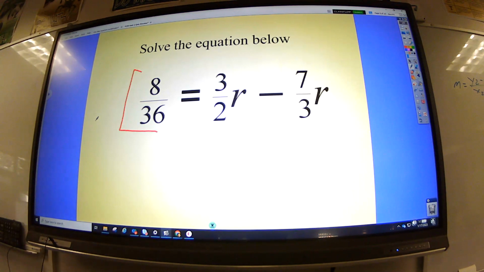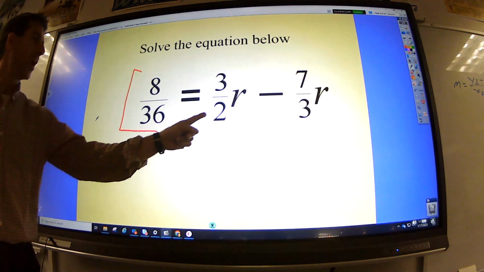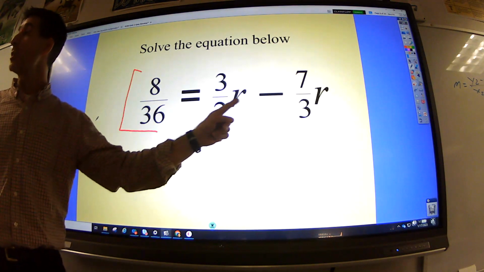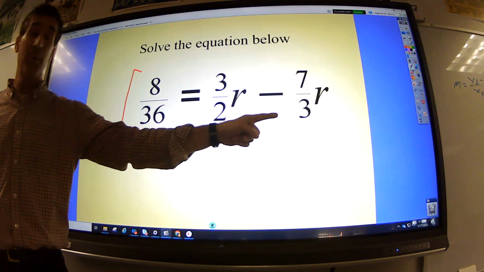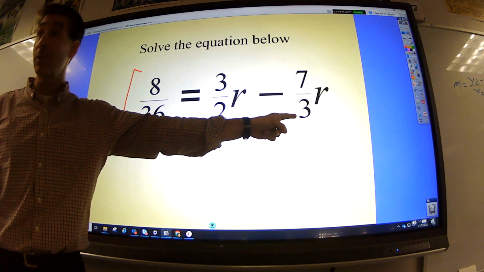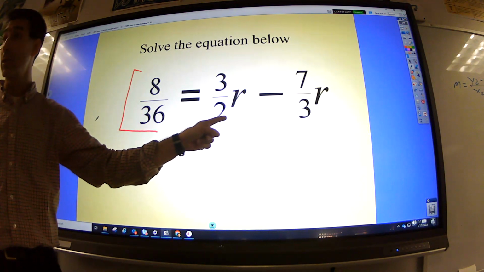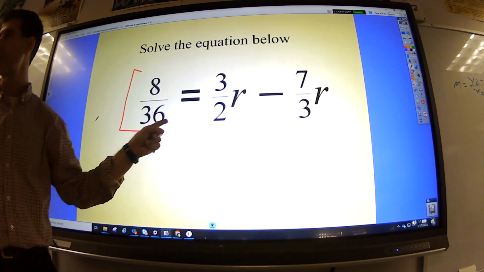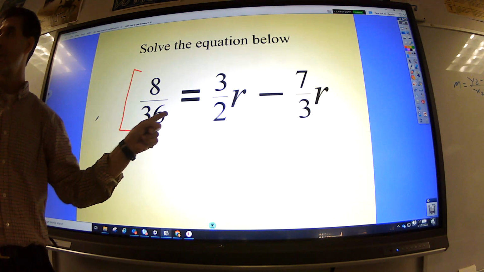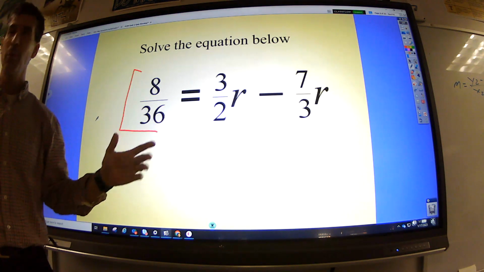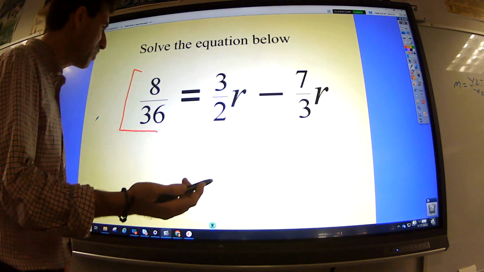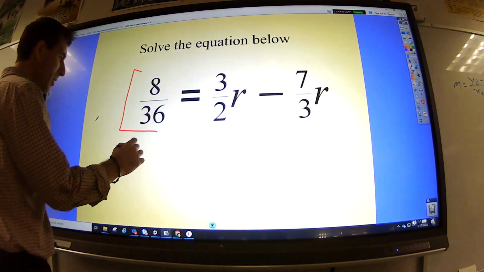Oh, okay. I guess the least common multiple is 36 because I can multiply 12 times 3 to get 36, 18 times 2 to get 36, and 1 times 36 to get 36. Right? So I multiply everything by 36, but it's such a big number. I'd rather go like this.